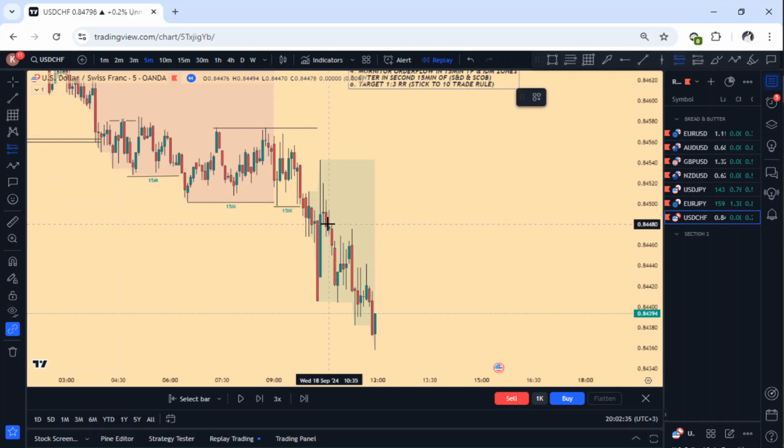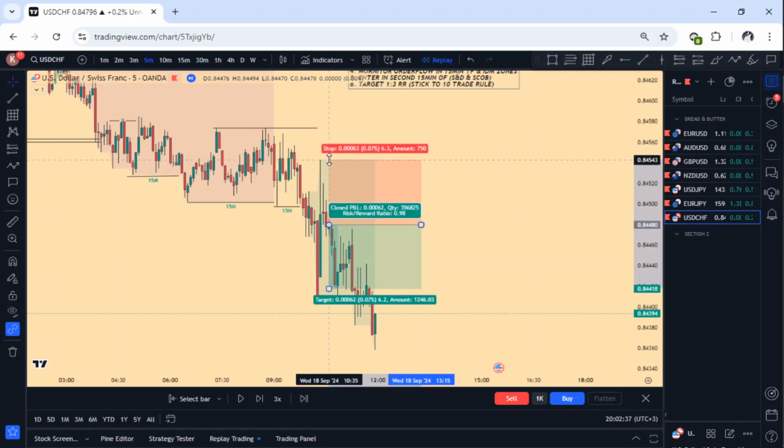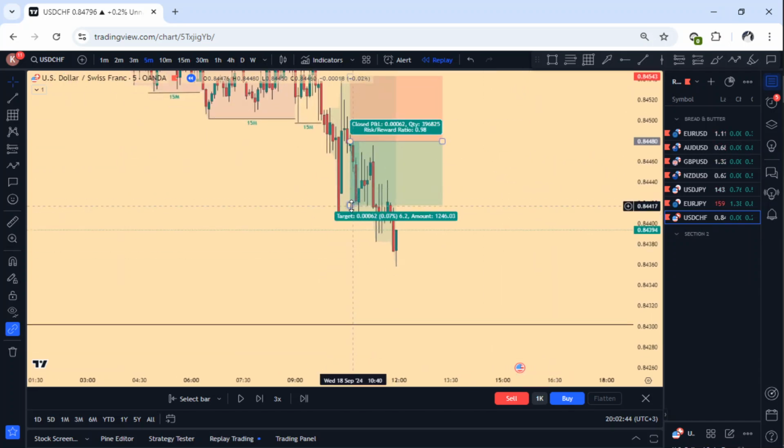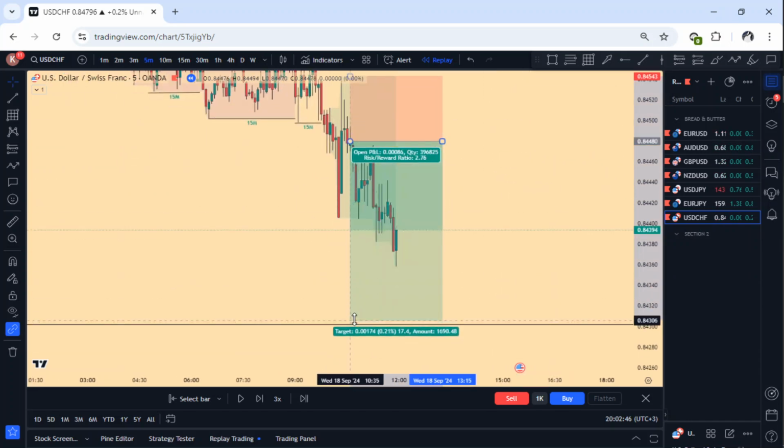When this candle closed, this becomes the scope, 5 minute scope, showing that now price is aligned in my direction, and I would have targeted at least a 1 to 3.